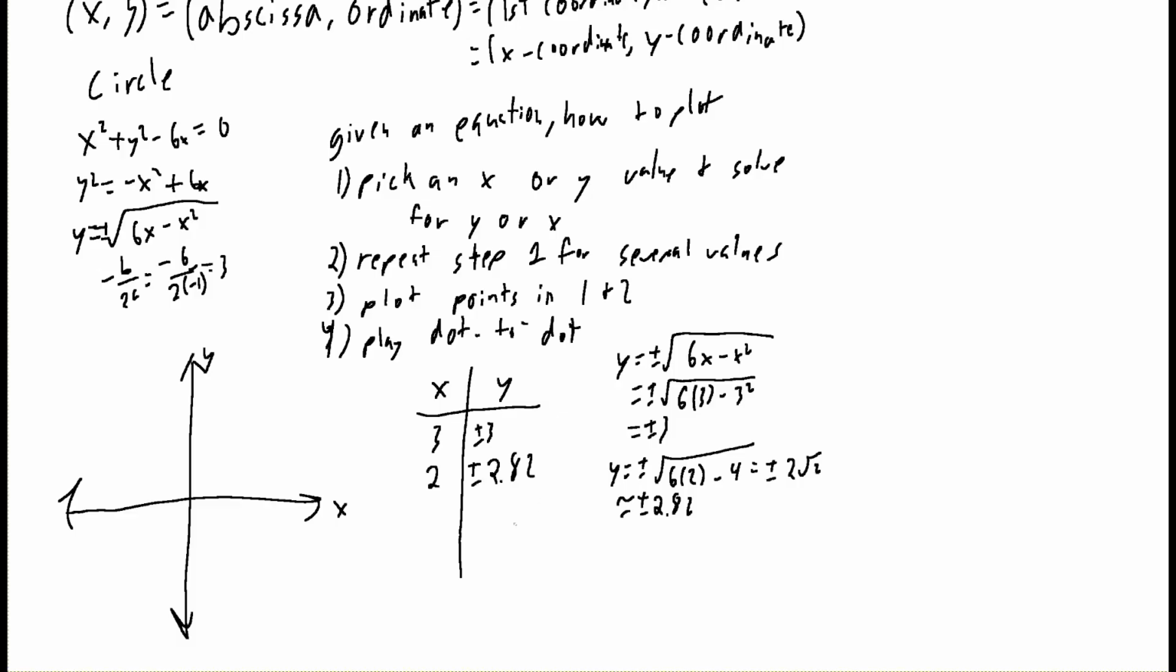2.82. Alright, well, if 2 is on one side of 3, then I should probably check the other side. That'll be a 4. So y is equal to plus or minus the square root of 6 by 4 minus 16. 6 by 4 is 24. 24 minus 16 is 8. Oh, interesting. So this is plus or minus 2 root 2, because this is 8. Plus or minus 2.82.